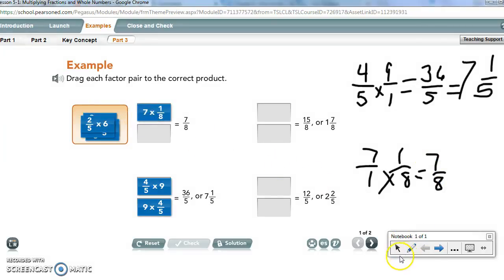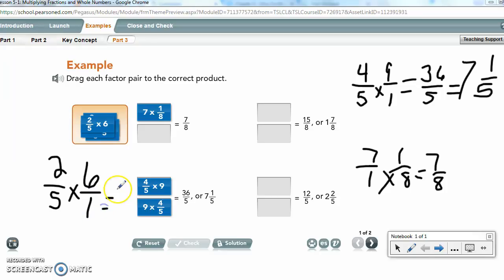What about 2/5 times 6? Let's go ahead and try this one. I would have 2 over 5 times 6 over 1, because 6 is my whole number. All right. 2 times 6 is 12. 5 times 1 is 5. So I get 12/5. I can write that as a proper fraction. 5 goes into 12 2 times. 2 times 5 is 10, so I have 2 left over, and my denominator is 5. So it must be this one.